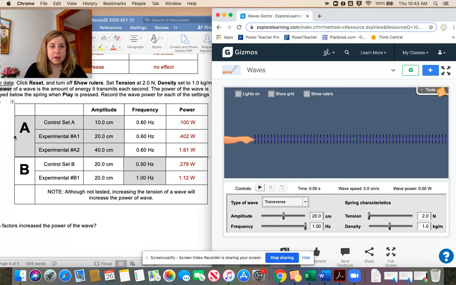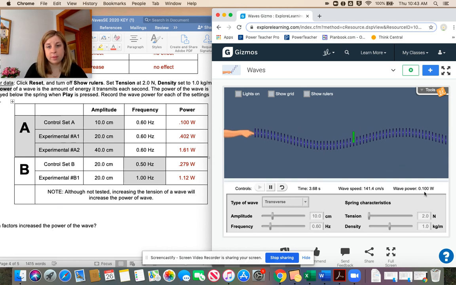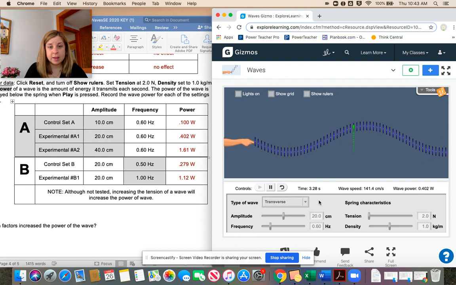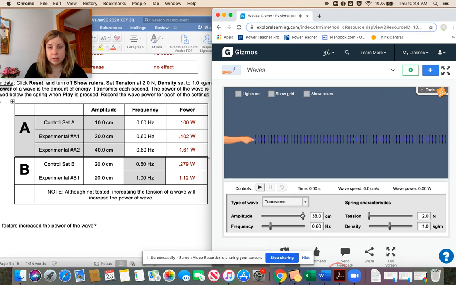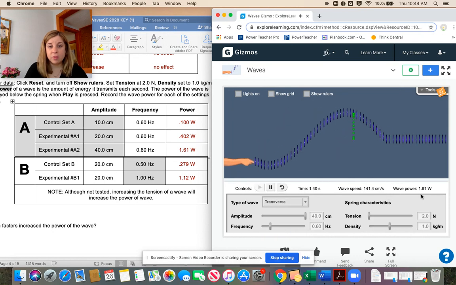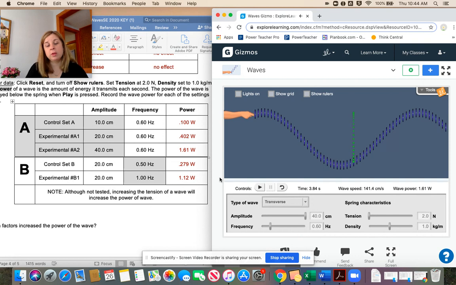So for my control set A, my amplitude is at 10. And my frequency is at 0.6. Okay, and I press play. And I have a wave power of about 0.1. Okay, now I'll press pause, and I'm going to now test it out at 20 centimeters. And I have a wave power of 0.4. Okay, and then I'm going to set it to 40 centimeters. And I have a wave power of 1.6. Okay, so as you should see, these are at least increasing. Later on, we'll get into the mathematical calculation, but right now, at a minimum, you should see that as I increase the amplitude, the power of the wave increases.